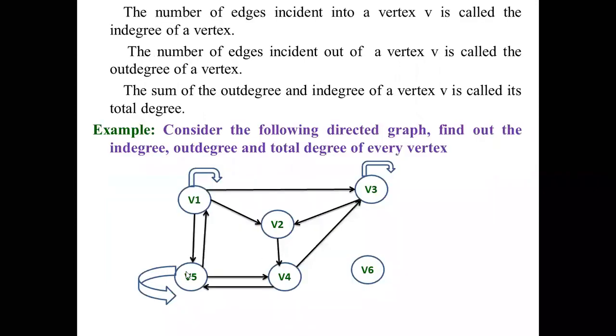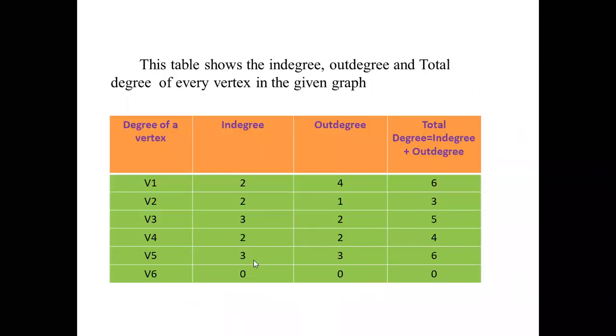Next, in degree of V5. So 1 from loop and V1 to V5 and V4 to V5. So in degree of V5 is 3 and out degree of V5 is 2. V5 to V1 and V5 to V4. So total 3 plus 3, 6. So there is no edge for V6. So the in degree and out degree is 0. So total degree is 0.